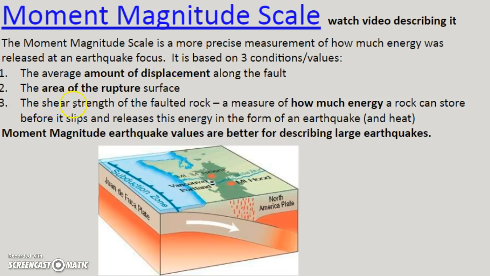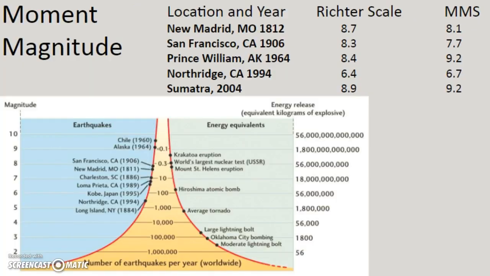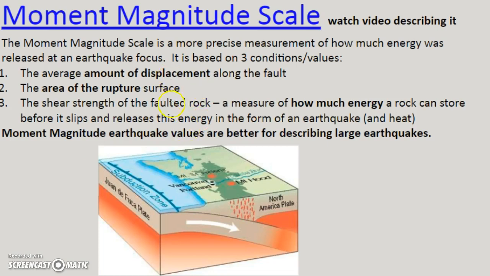And then number 3 is the shear strength of the faulted rock, a measure of how much energy a rock can store before it slips and releases the energy in the form of an earthquake. So the moment magnitude values are better for describing large earthquakes. Sometimes you'll hear a Richter scale measurement, sometimes you'll hear a moment magnitude scale, and they're not the same. A Richter scale quantity can be lower or higher than a moment magnitude, because the moment magnitude takes these 3 variables into consideration.